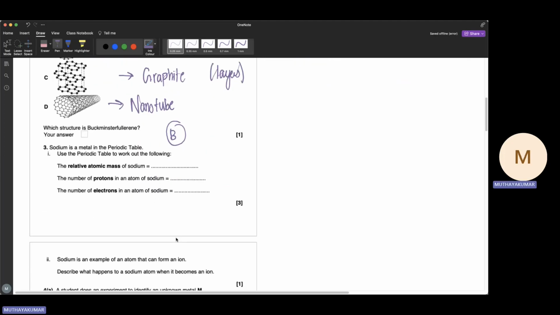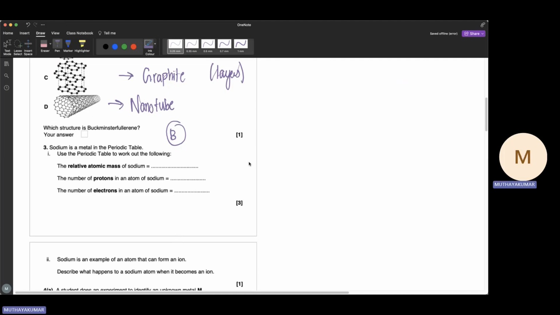Question 3. Sodium is a metal in the periodic table. Use the periodic table to work out the following: the relative atomic mass of sodium, the number of protons in an atom of sodium, and the number of electrons in an atom of sodium.